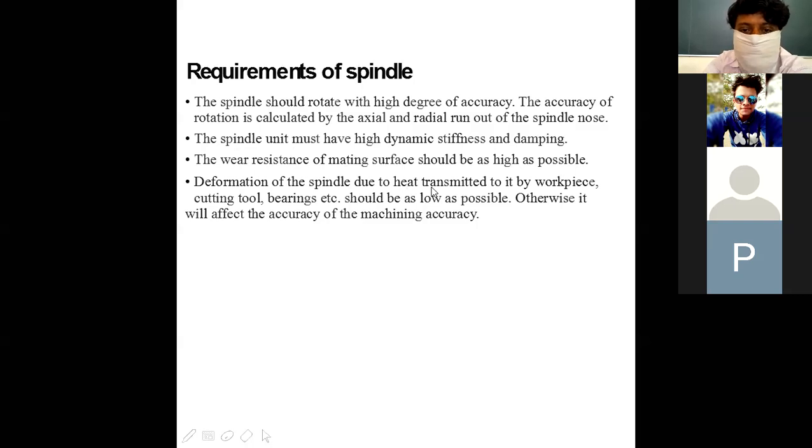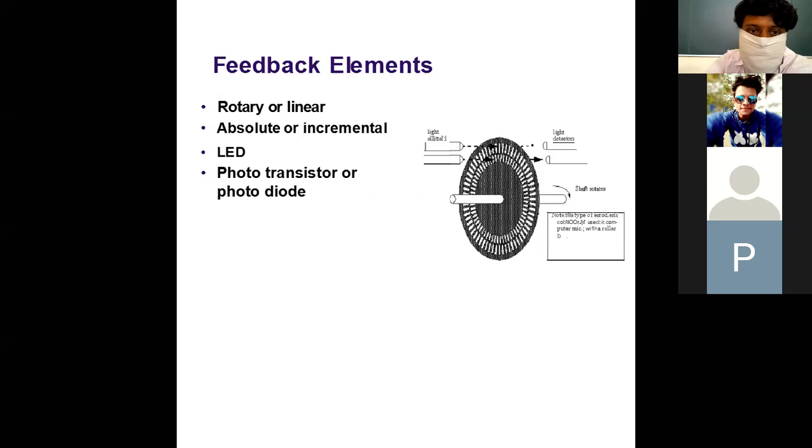Deformation of the spindle due to heat transmitted to it by the workpiece, cutting tool, bearing, etc. should be as low as possible. Otherwise, it will affect the machining accuracy. So, heat resistance. It should be heat resistant. What they are saying is it should not accept heat. It should reject the heat as much as possible, because otherwise it will affect the accuracy of the machining. Okay, so these are the requirements of the spindles.